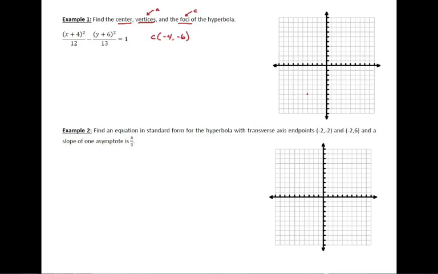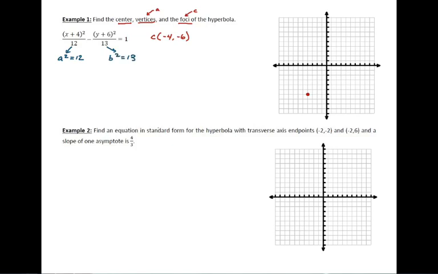So the center of this is going to be -4, -6. So I'm going to plot that there, -4, -6. And then it's usually the best, in my opinion, to identify your a and b value, because from there is where we're going to start to sketch our box, which kind of builds the location of all of our hyperbola information.